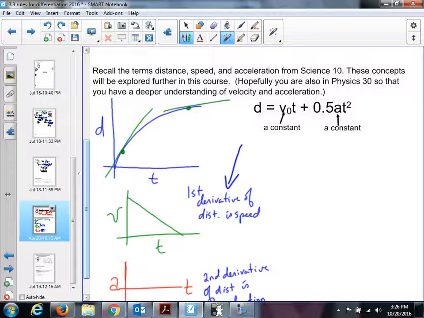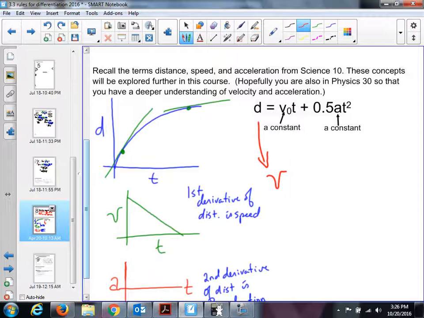You might be thinking, okay, I don't do it that way in physics. No, somebody's done all the calculus for you and they just gave you the formula. But just think of this. Now, if we take the first derivative of that distance function, we should have speed. So this should give us the velocity, or speed.